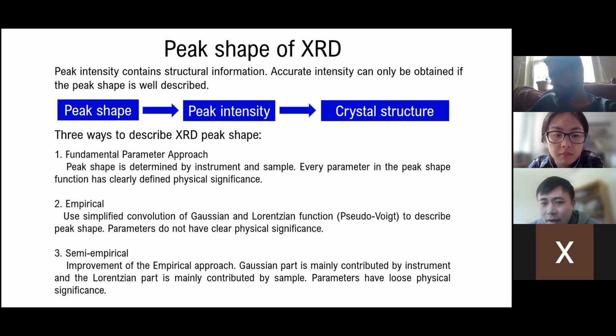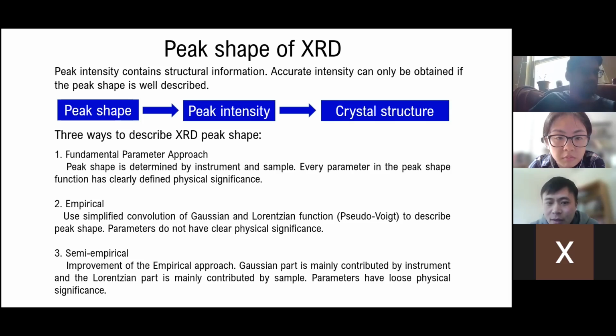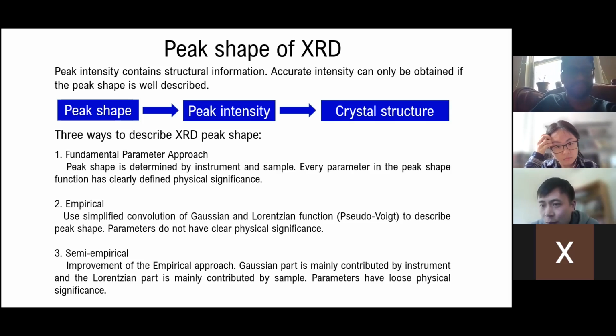The second one is empirical. As I mentioned, people can use, for example, the pseudo-Voigt profile function, which is basically a linear combination of a Gaussian and a Lorentzian. And this is very easy, right? It has only a few parameters that you can fit, and it applies to a lot of cases, including both synchrotron and lab X-ray, right? So it's very commonly used, but apparently it's not very accurate, because it doesn't have a very strict physical origin for all the parameters that we want to fit.